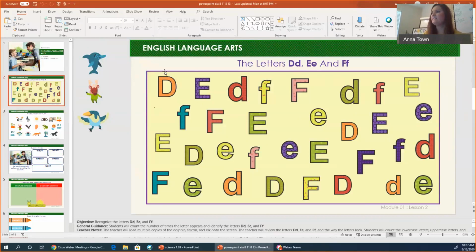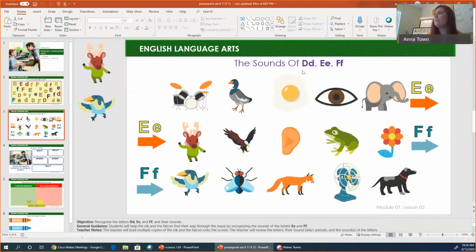So here, these are D's. This is an uppercase or capital D. This is a lowercase d. Here is an uppercase E and a lowercase e. This is an uppercase F or capital F, and this is a lowercase f. Moving on. The sounds of D, E, and F.